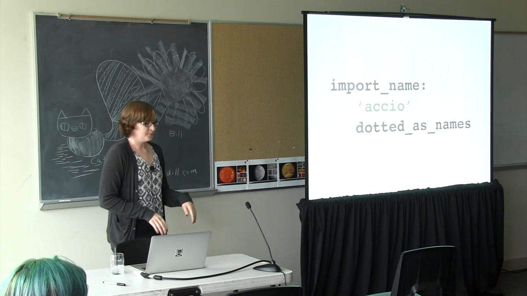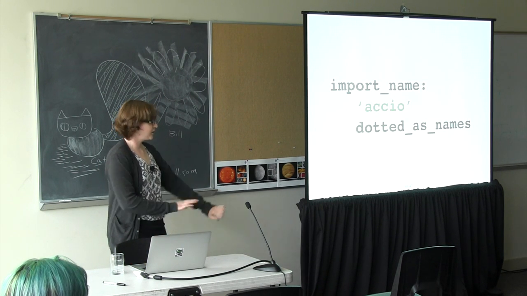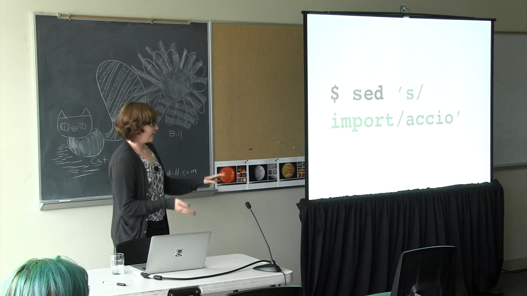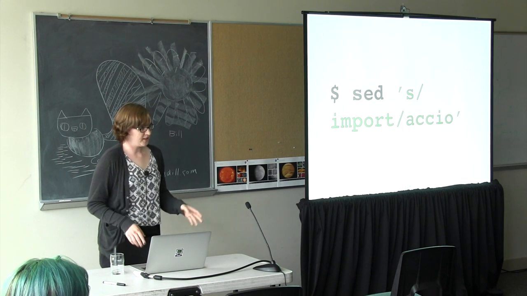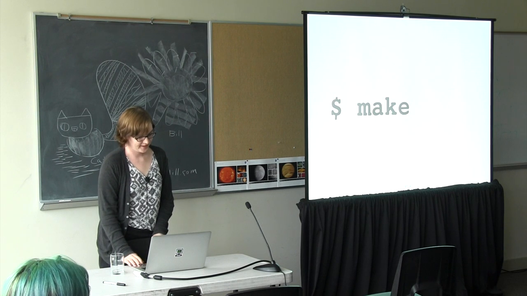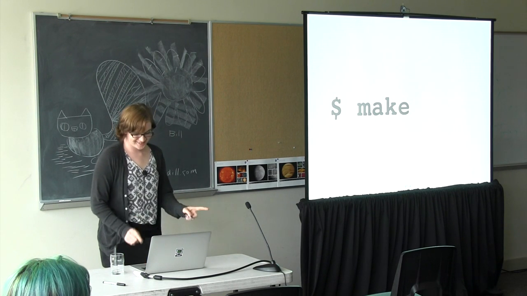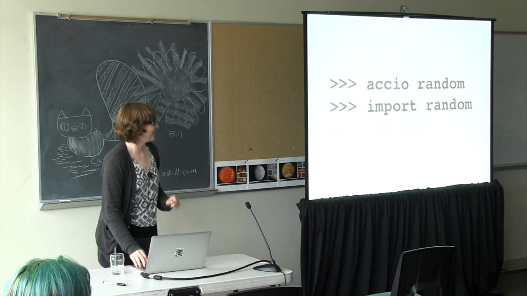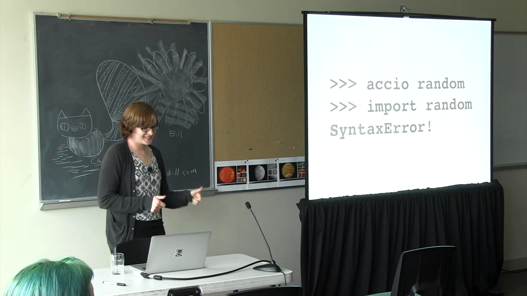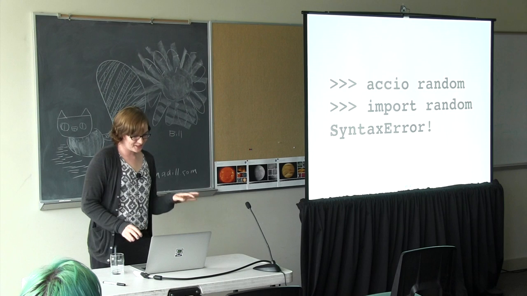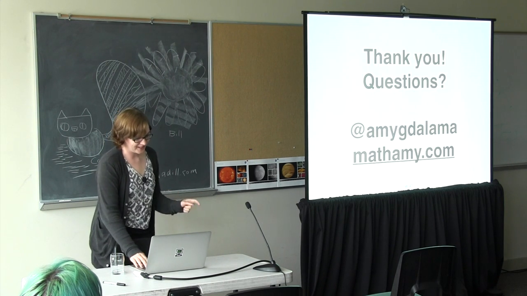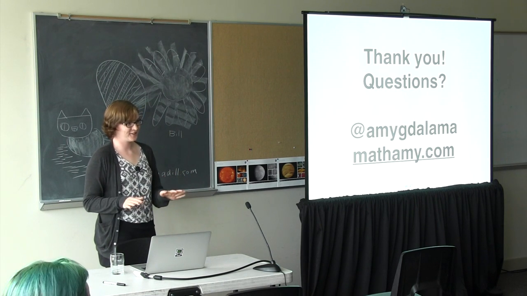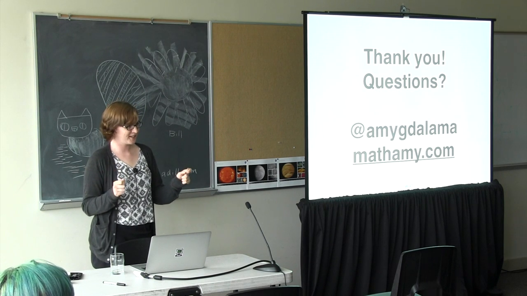And then we go back into the grammar file and we say, okay, an import name, that's just going to be the literal string Accio now, followed by a module name. We make sure that all of the import statements are Accio statements in the source code for this Python. We compile again. We don't get any errors. And then this time, it totally works. We can Accio random. And then we can import random, and we get a syntax error, which is awesome. And that was way shorter than I had intended. And that's basically it. But it is very confusing, so I expect questions, and if there's a part that you do not understand, I could try to draw things on the board to try to explain it.